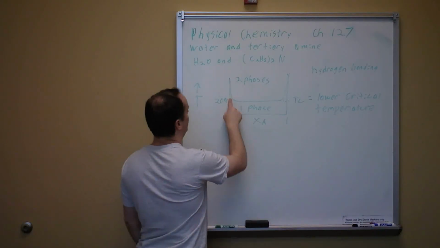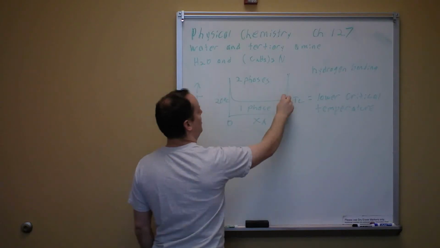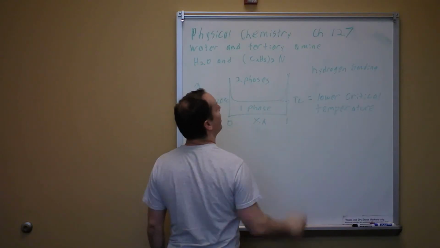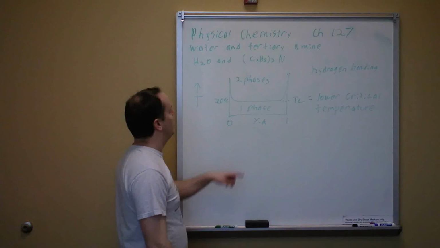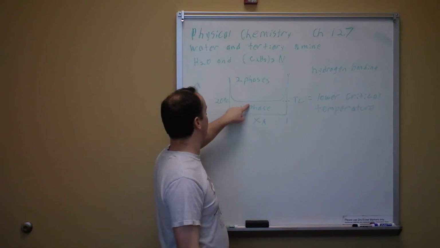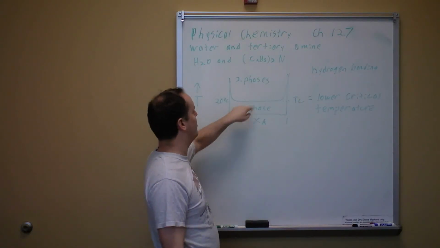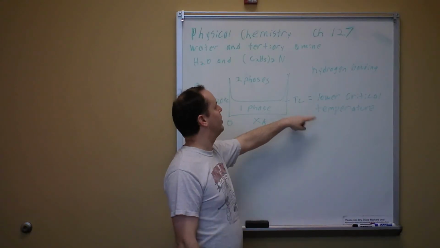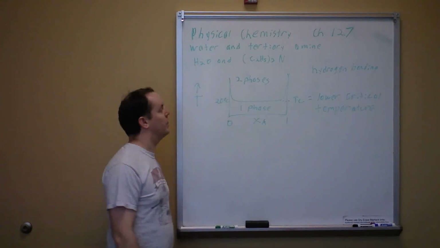And notice over here that the temperature goes up with mole fraction. So there are mole fractions in here where it is higher than 20 degrees Celsius. This horizontal line here, 20 degrees Celsius, the lowest temperature where you can have two phases, that's our critical temperature. In this case, it's the lower critical temperature.